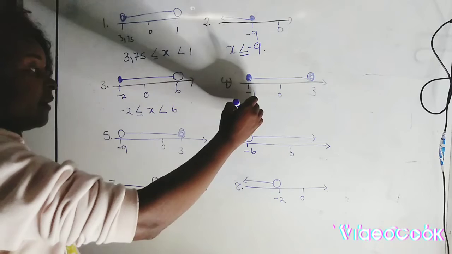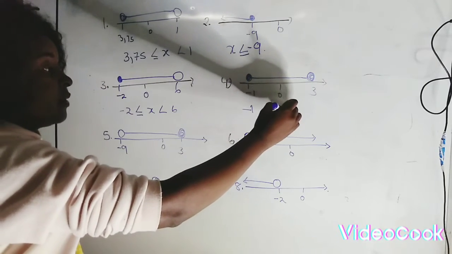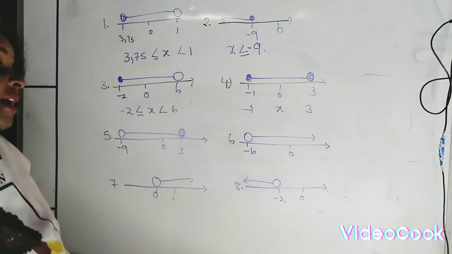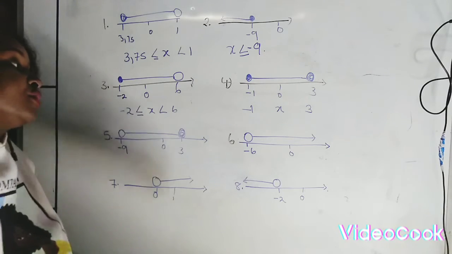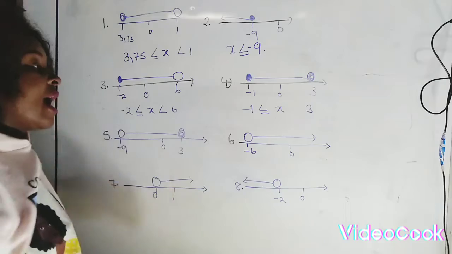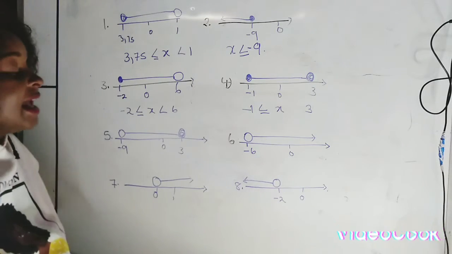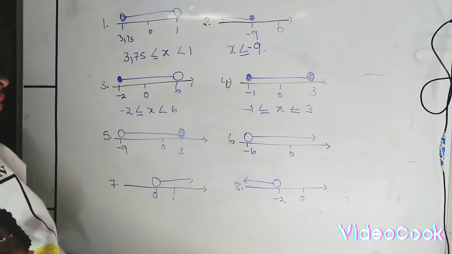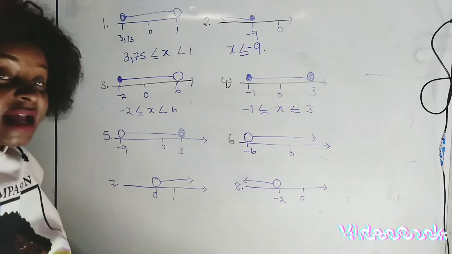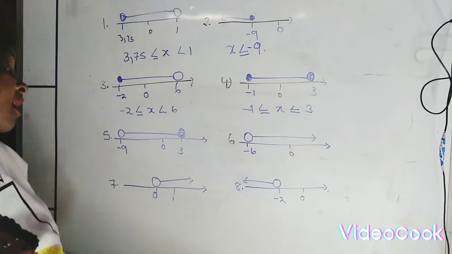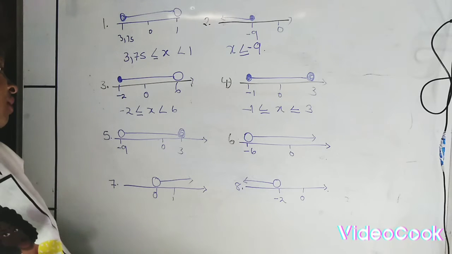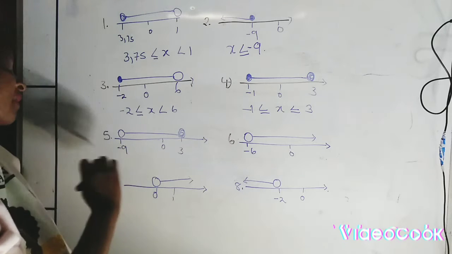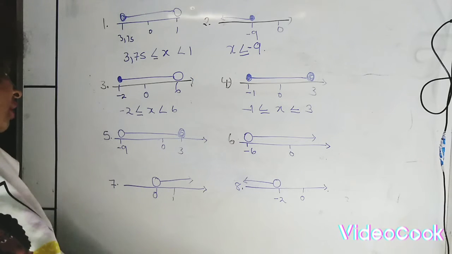On number 4 then, you write your -1, your x, and your 3 like that. In this case, our x values, they are greater or equal to -1. So you put the or equal to sign. At the same time, they are less or equal to 3. So in this case, we are having the or equal to signs on both signs there. So now, for number 5, feel free to pause the video and try the remaining questions.